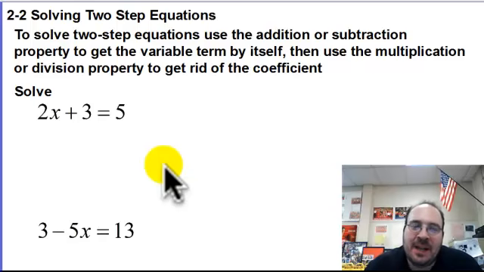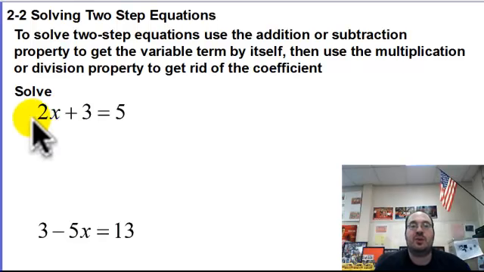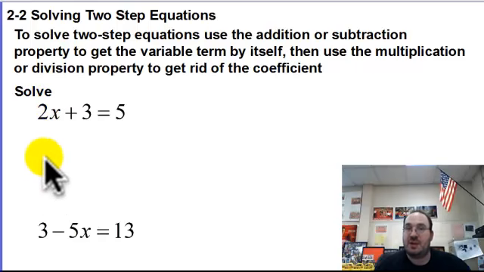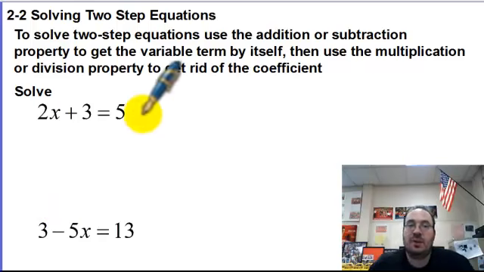That's pretty good, huh? Anyhow, let's solve some two-step equations now. The way you solve them is you use addition or subtraction to get the term with the variable by itself. And then you use multiplication or division to get rid of the coefficient. So this is the term with the variable. I'm going to add or subtract to get rid of this thing. And then when this 2x is by itself, I'm going to get rid of the coefficient of 2 by multiplying or dividing. So let's see how it works.